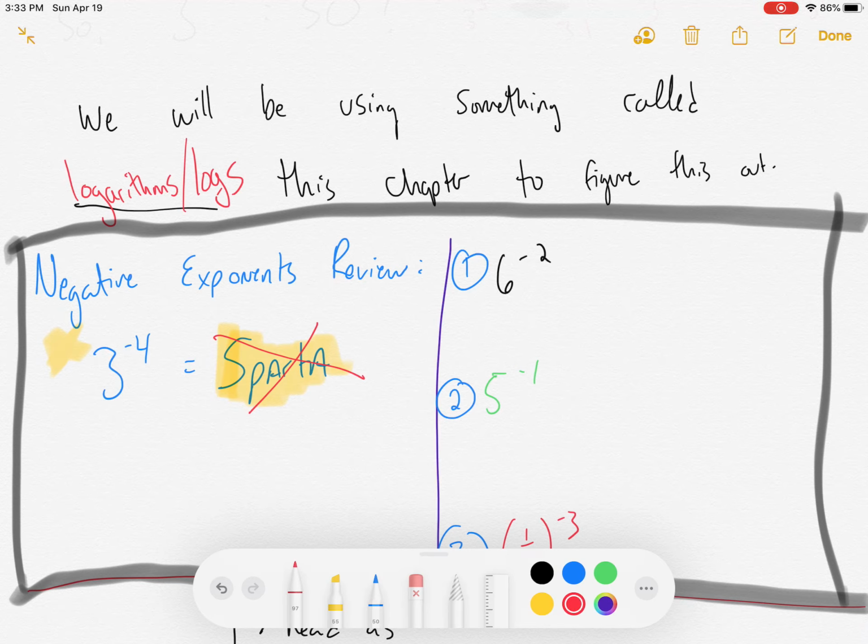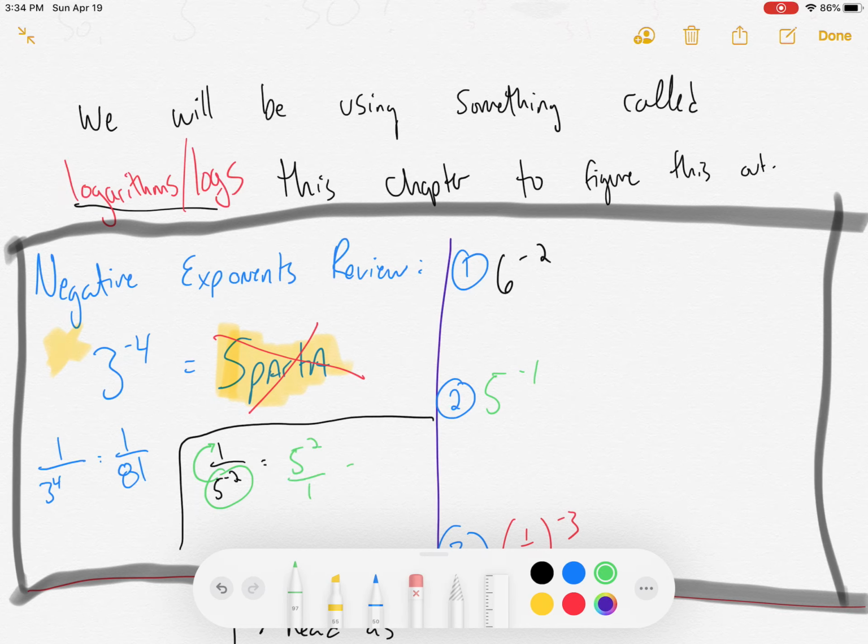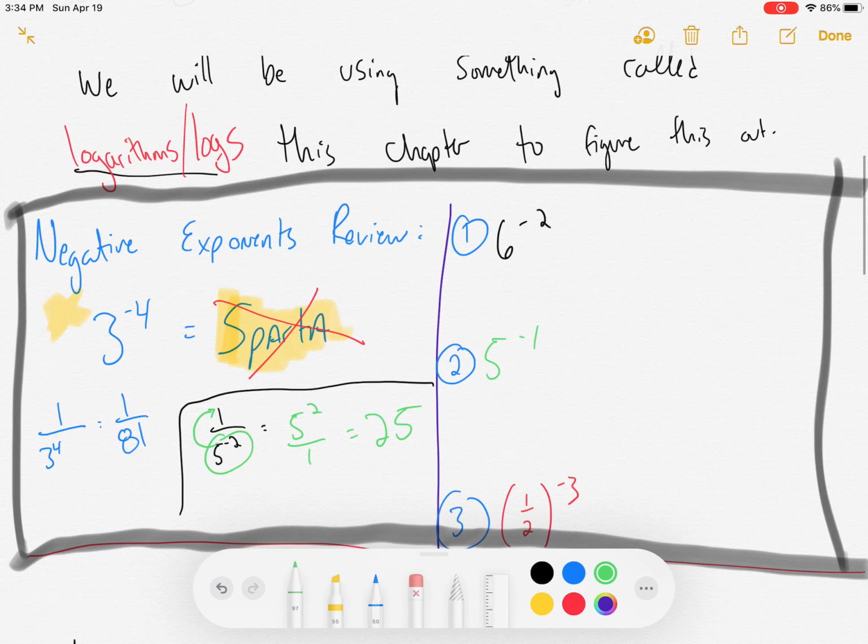Well, if it's on the bottom, it goes to the top, and if it's on top, it goes to the bottom. So for example, 3 to the negative fourth becomes 1 over 3 to the positive 4. And we know, like we talked about in the beginning, that 3 to the positive 4 power is 81. So 3 to the negative 4 power is 1 over 81. Okay, along the same lines, if I had 1 over 5 to the negative 2 power, my negative exponent goes to the top and becomes positive. This would be 5 squared over 1, which is just 25.